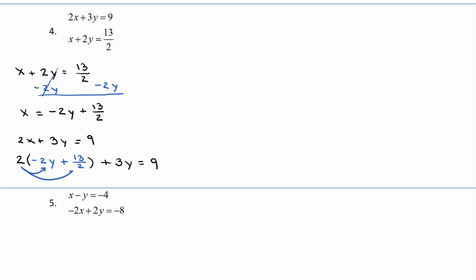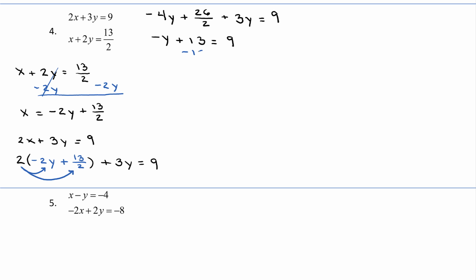2 times negative 2y, that's going to give me a negative 4y. I'm just going to go ahead and write that over here to the side. And then 2 times 13 halves is going to give me 26 halves. And then plus 3y equals 9. We can combine like terms, so I can combine that negative 4y with that plus 3y and that'll give me a negative y. And I can simplify 26 halves to 13.